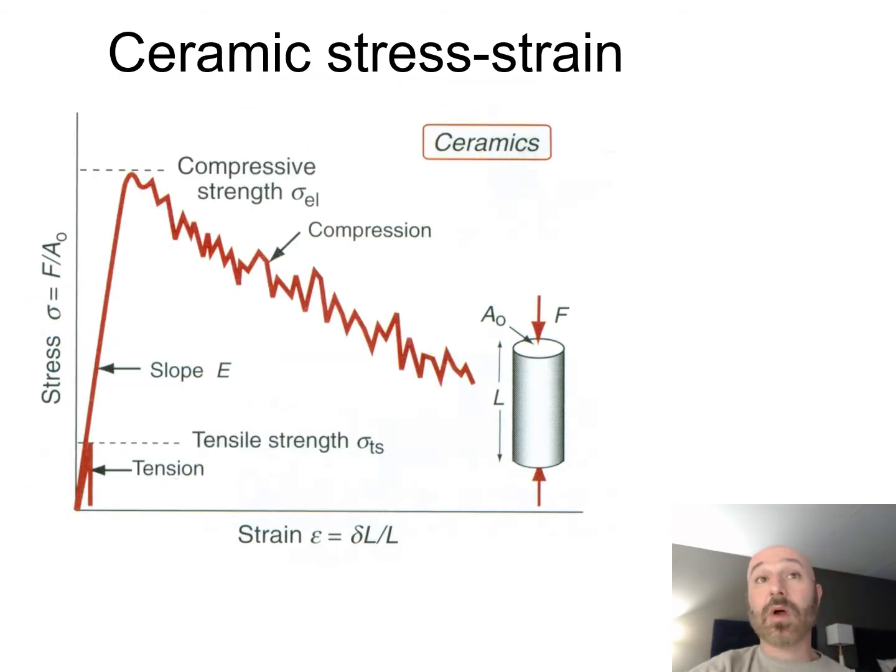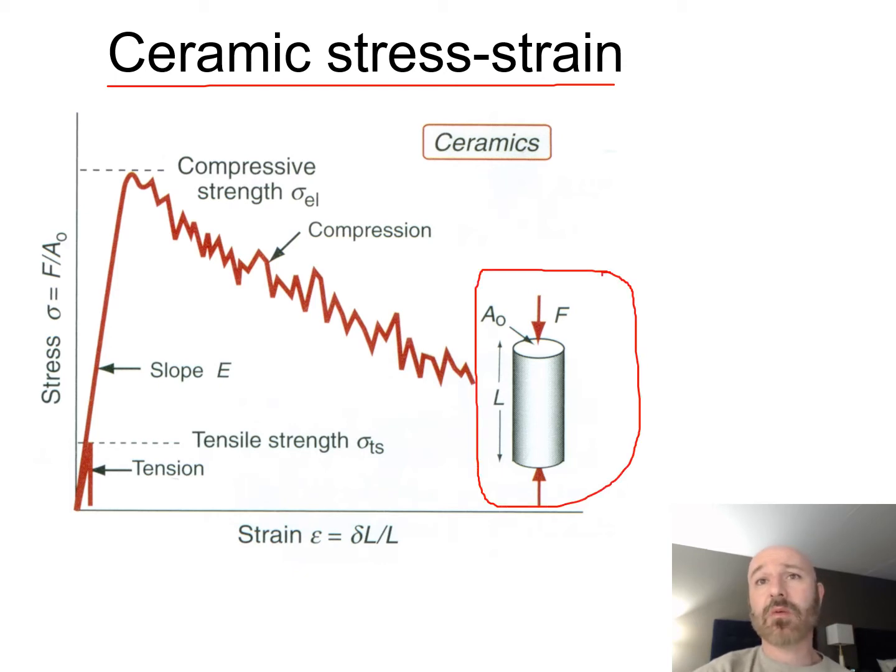So another material I want to discuss briefly right here is ceramics. So we're taking a look at stress strain for ceramics right here. A lot of times we may not be dealing with tension, we may be dealing with compression, and that's what we see down here for our sample. We can see I have our compressive load F right here, our original length L right there, and our original cross-sectional area A naught. So rather than putting this in tension, we're going to be putting this into compression.